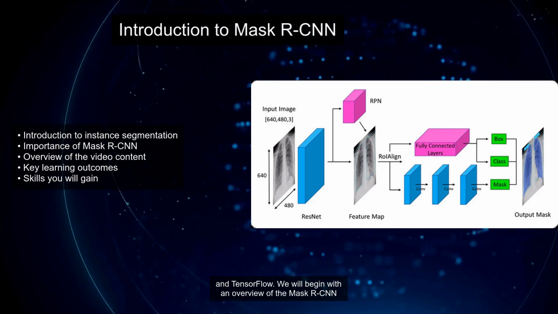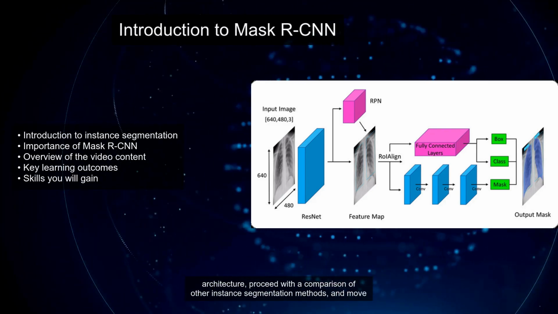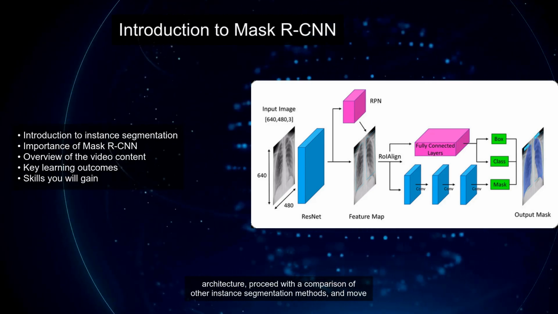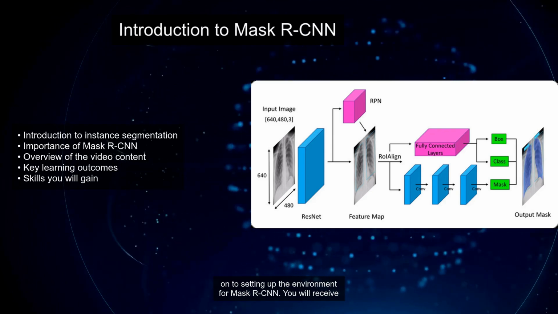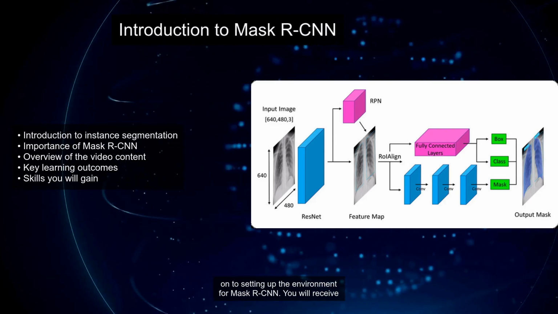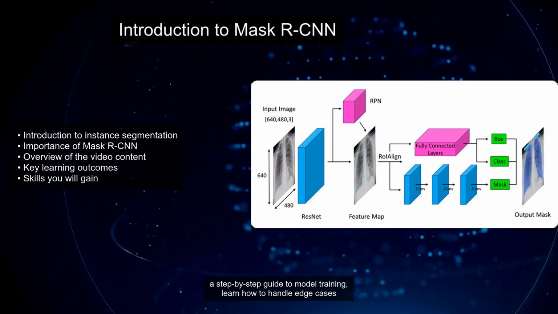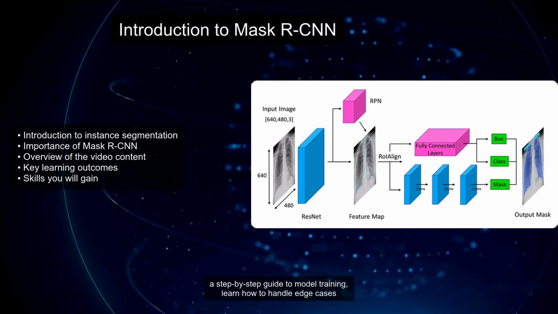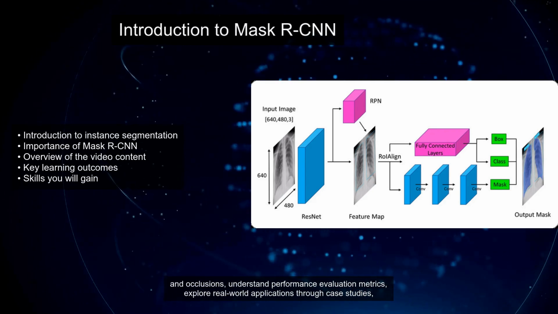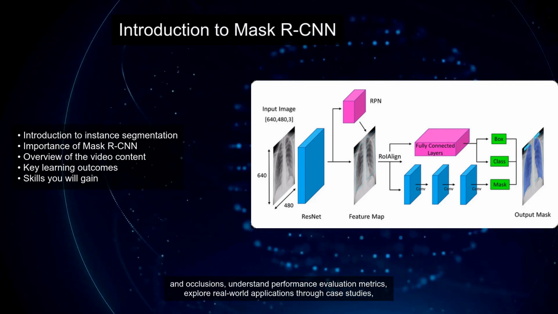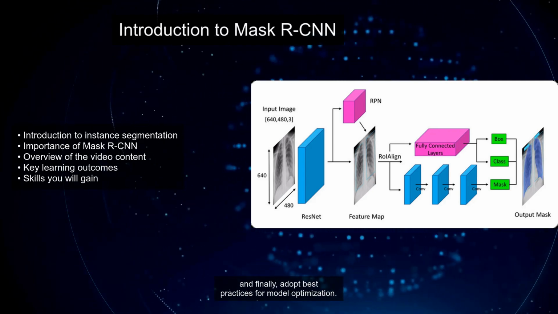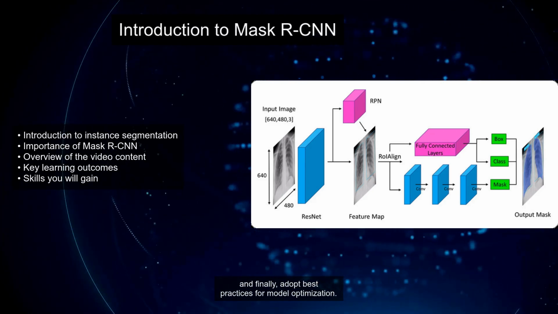We will begin with an overview of the Mask R-CNN architecture, proceed with a comparison of other instance segmentation methods, and move on to setting up the environment for Mask R-CNN. You will receive a step-by-step guide to model training, learn how to handle edge cases and occlusions, understand performance evaluation metrics, explore real-world applications through case studies, and finally, adopt best practices for model optimization.